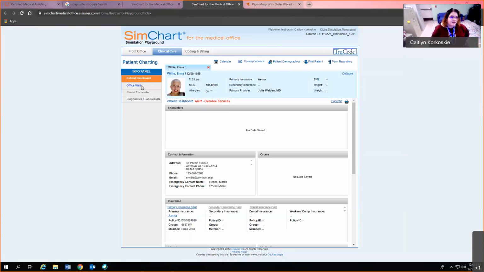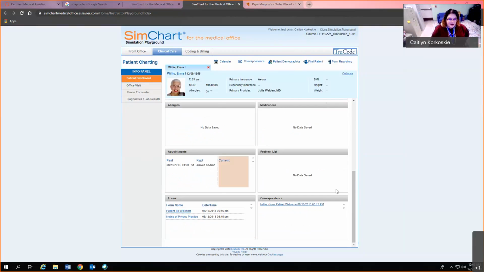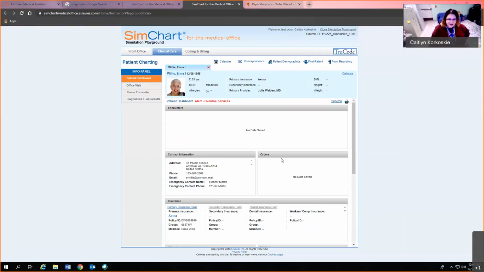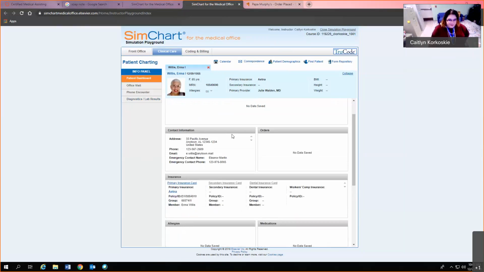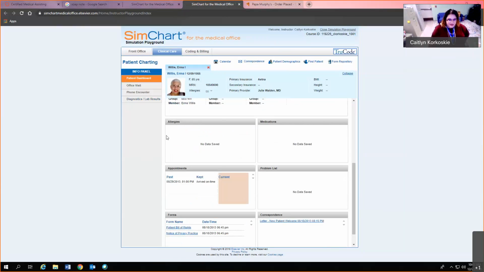So let's see. This is this person's dashboard. And Tahila, I'm imagining, are you familiar with the chart part of this? I know you're familiar with scheduling and certain areas of this, the billing and coding, but are you familiar with the clinical care part of it at all in SimChart? Okay, perfect. So yeah, you know that for this person, there's no data saved for any of these types of things. So we can think of this almost like a new patient.